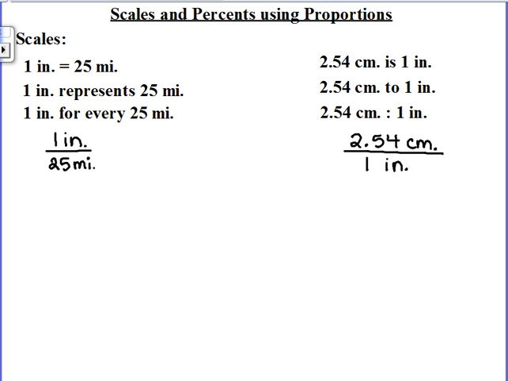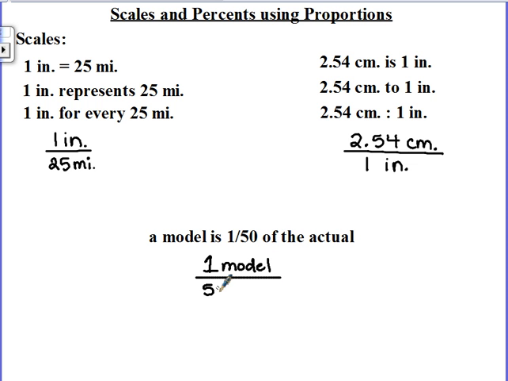Lastly, you can see a scale like this. A model is 1/50th of the actual. This is comparing every one of the model is equal to 50 of the actual. So if I'm talking about a model airplane compared to an actual airplane, 1 unit on the model, doesn't matter what it's measured in, is compared to 50 units of the actual. So this fraction actually represents a ratio.